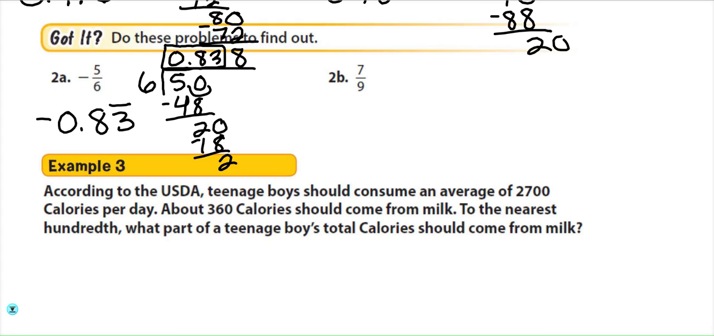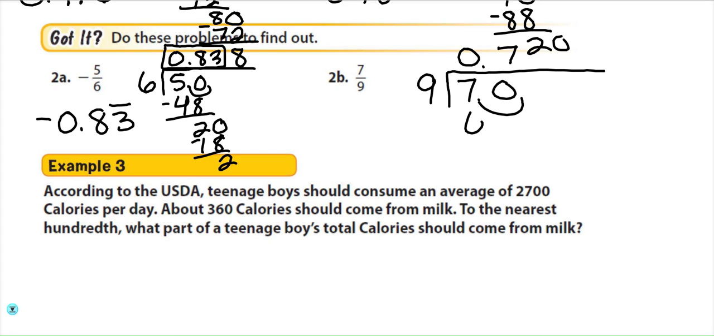All right, 2b, we have 7/9. So 7's on the inside, 9's on the outside. Okay, so 9 goes into 70. Let's see, 6, 7, 8. No, not 8. 6, 7. 7 times. So we have 63. And that would be 7 left over. Well, I'm back at 7, so it's going to keep being 70 over and over and over again. Okay, so we got 0.7 repeating.